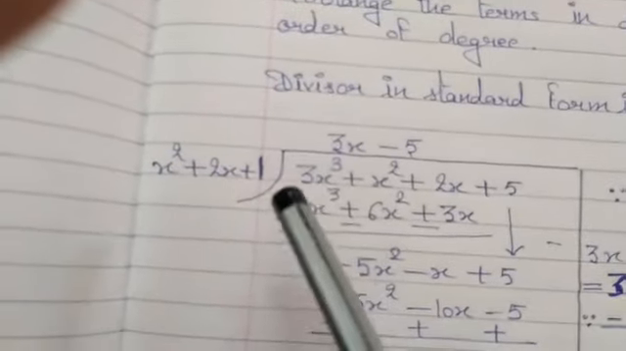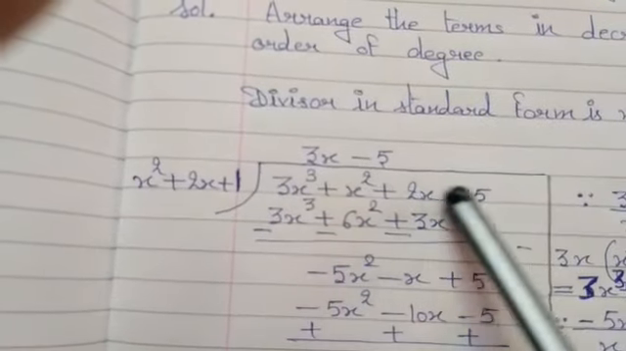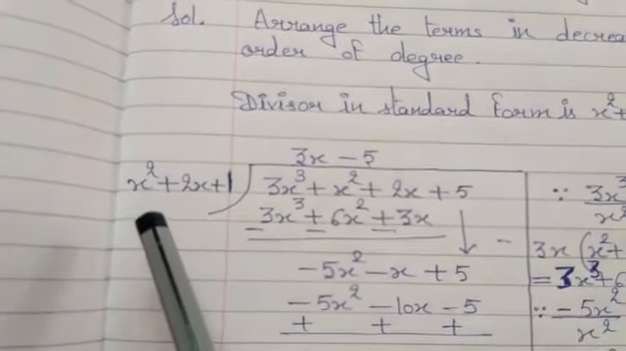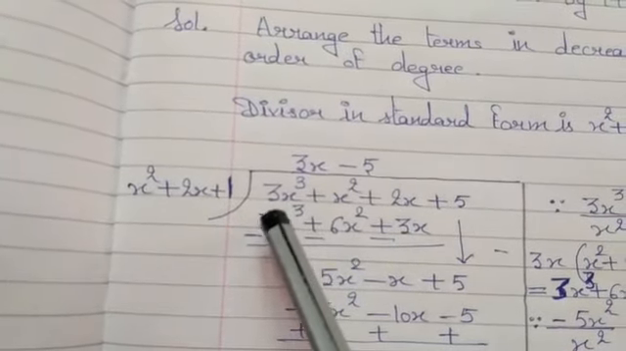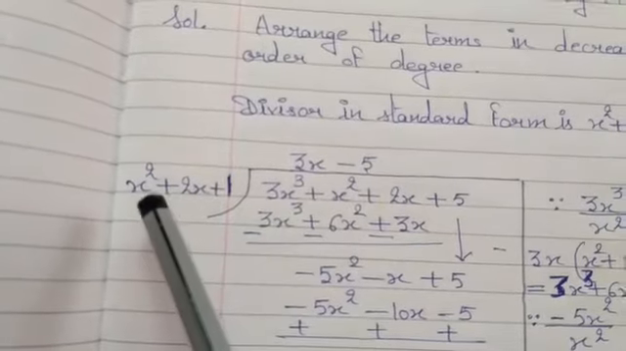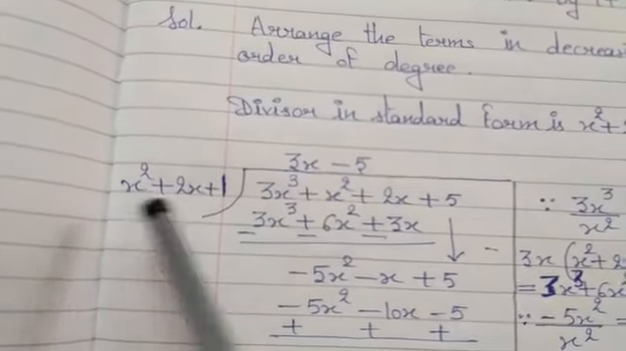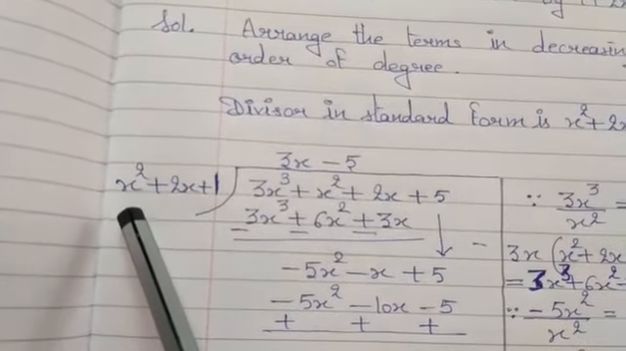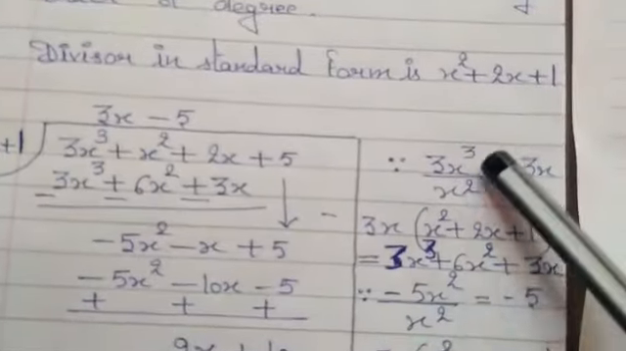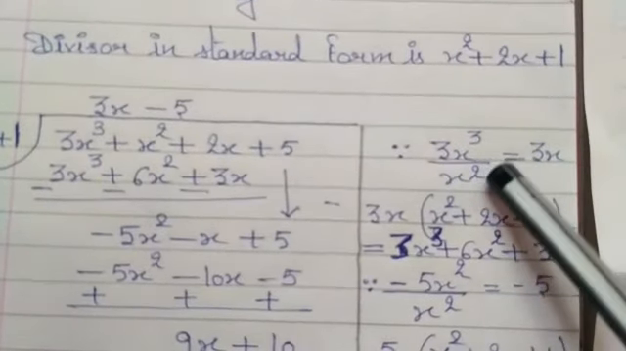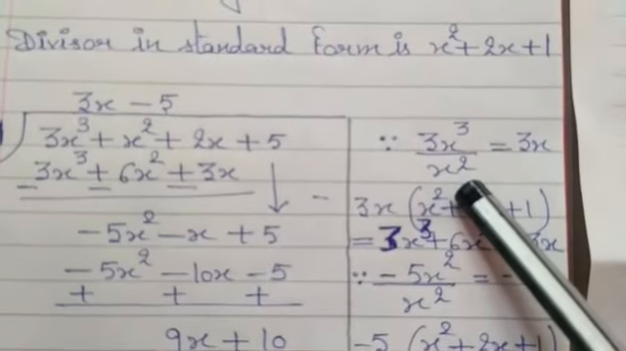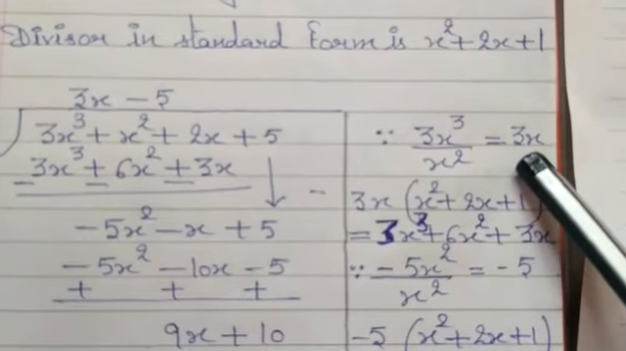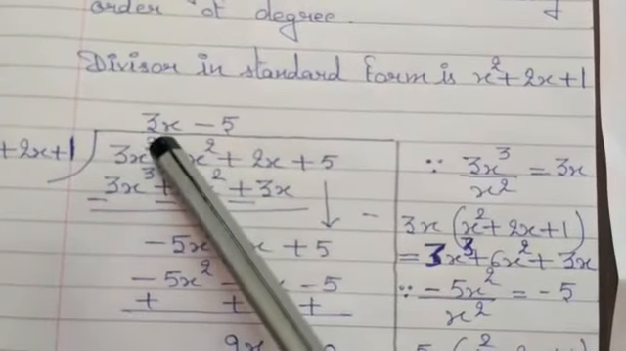So look here, I've written the long division method. This is p(x), this is g(x). How do we divide algebraic expressions or polynomials? We have to see the first term of the dividend and the first term of the divisor. The first term of the dividend is 3x³ and the first term of the divisor is x². We have to divide both of them. So 3x³ divided by x² is 3x. So 3x is our first term of the quotient.